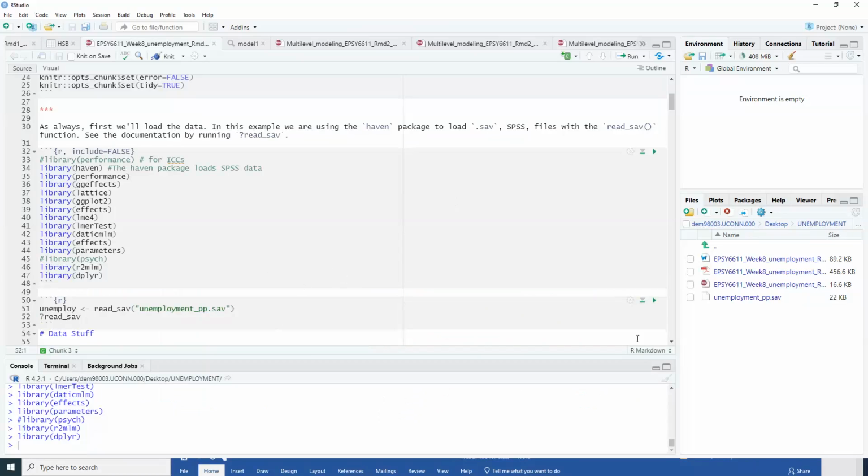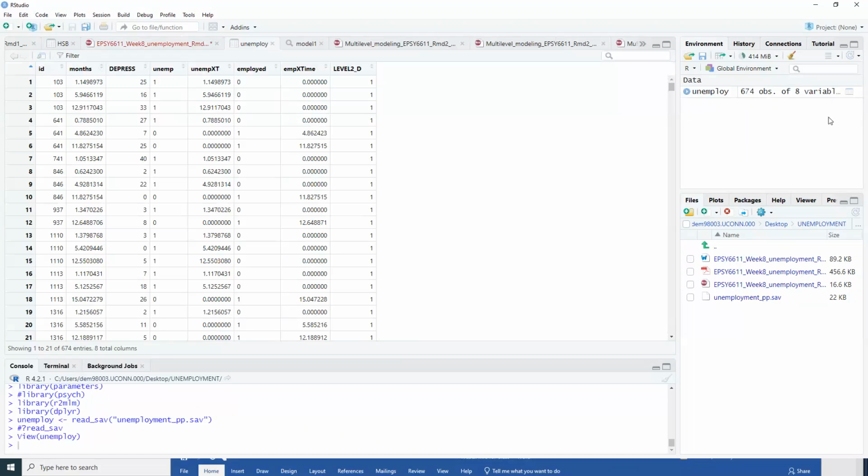So this is actually an SPSS file, but that's not a big deal. We can read an SPSS file into R. Here I'm using the Haven package. I'm going to comment out the question mark read underscore sav, which will open up the help menu if you want to see how to use that, but we don't really need that. We do need to read the data file in. You can see we've got this data file. Look at it, which is always a good idea.